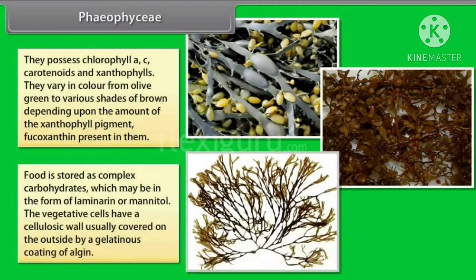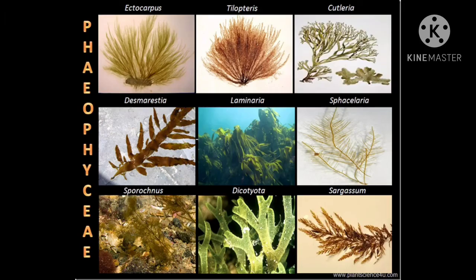The vegetative cells have cellulosic walls usually covered on the outside by a gelatinous coating of algin. They are mostly marine, rarely freshwater, simple branched filamentous. You can see many examples of Phaeophyceae like Ectocarpus. A filamentous example is Ectocarpus, or a profusely branched example is Dictyota. There are plenty of examples. We can see Laminaria, Sargassum. Some are used for the production of hydrocolloids, like Fucus. You can see a variety of Phaeophyceae members.